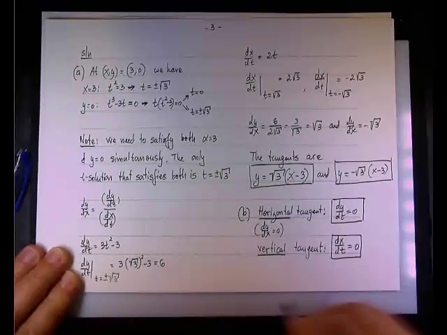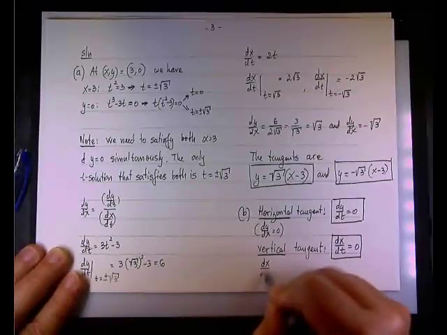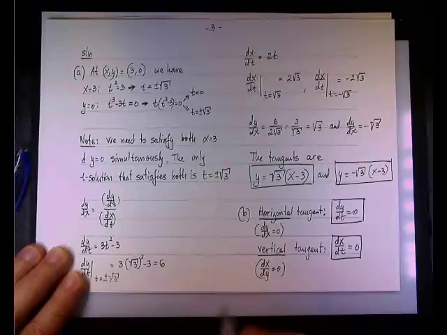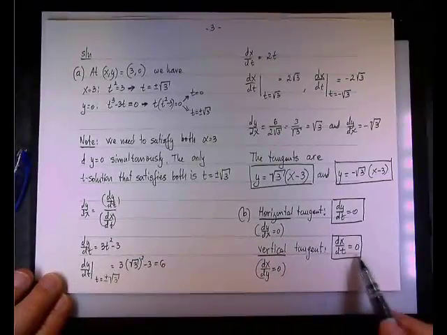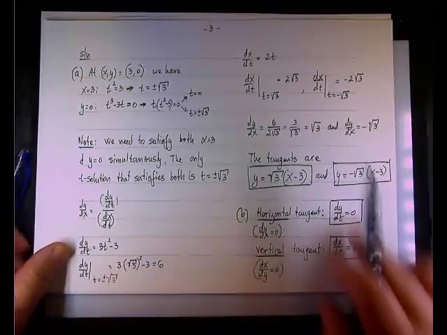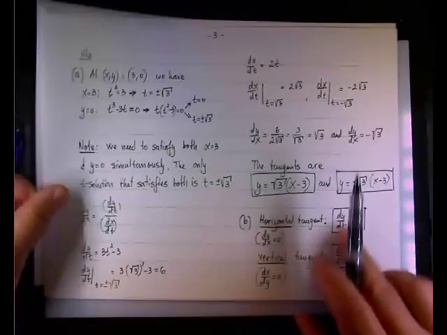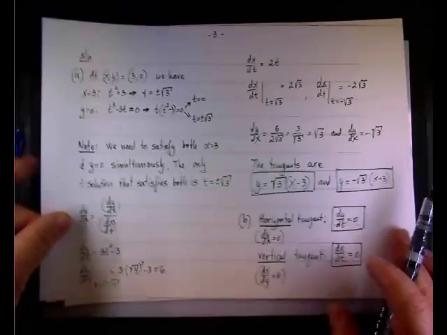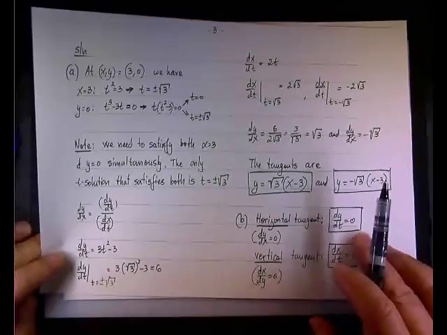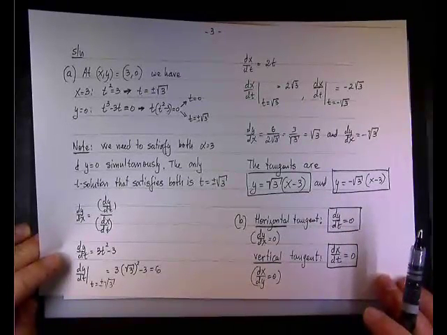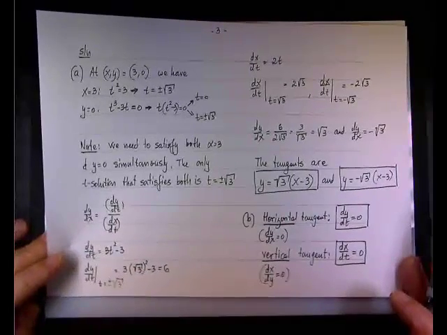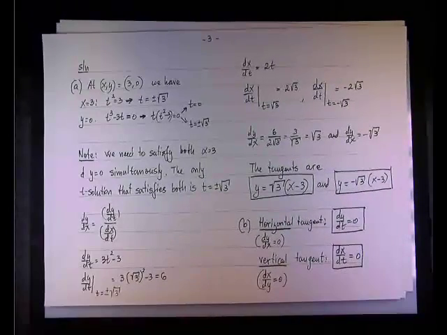Horizontal tangent: dy/dx equals 0, and vertical tangent: dx/dy equals 0. If dx/dy equals 0, then dx/dt has to equal 0. Anyway, this is the important part. So now we are after those values. What we're going to do next is find t for which dy/dt equals 0, and find t for which dx/dt equals 0. And then we're going to find the points based on that.